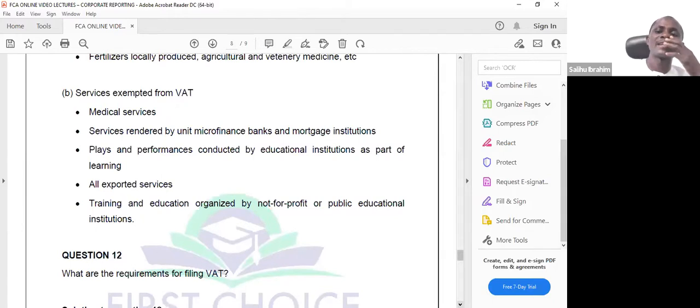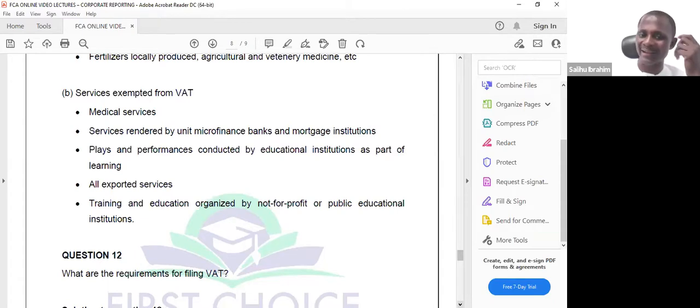Then, what about services? Medical services is exempted from VAT. When you go to the hospital for treatment, on your invoice, I am not expecting to see value-added tax because it qualifies for an exemption.